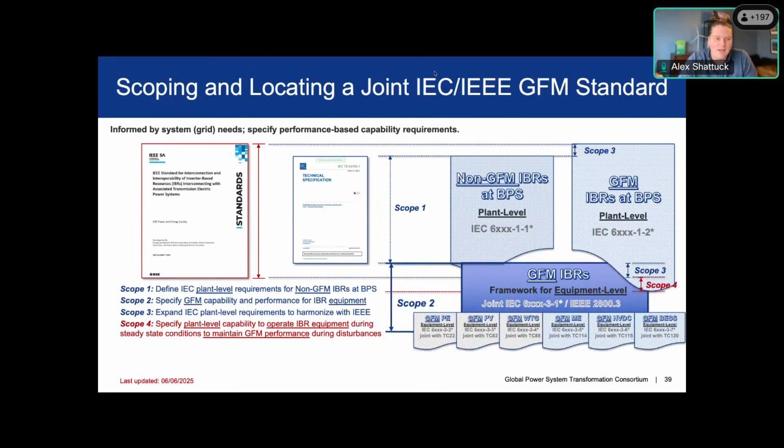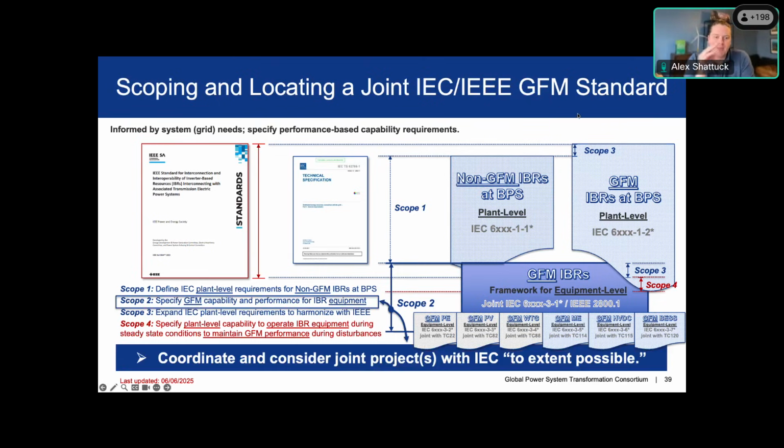So once we get the equipment level nailed down as far as what we're working for, then scope 3 is to expand the IEC plant level requirements to harmonize those with the IEEE. We don't want to have an aligned equipment level standard and then have plant level requirements go off their own direction. We need to have a scope 3, which is expanding the IEC and harmonizing those things. And then scope 4, which is specifying plant level capabilities to operate the IBR equipment during steady state conditions while maintaining the grid forming performance during those disturbances.